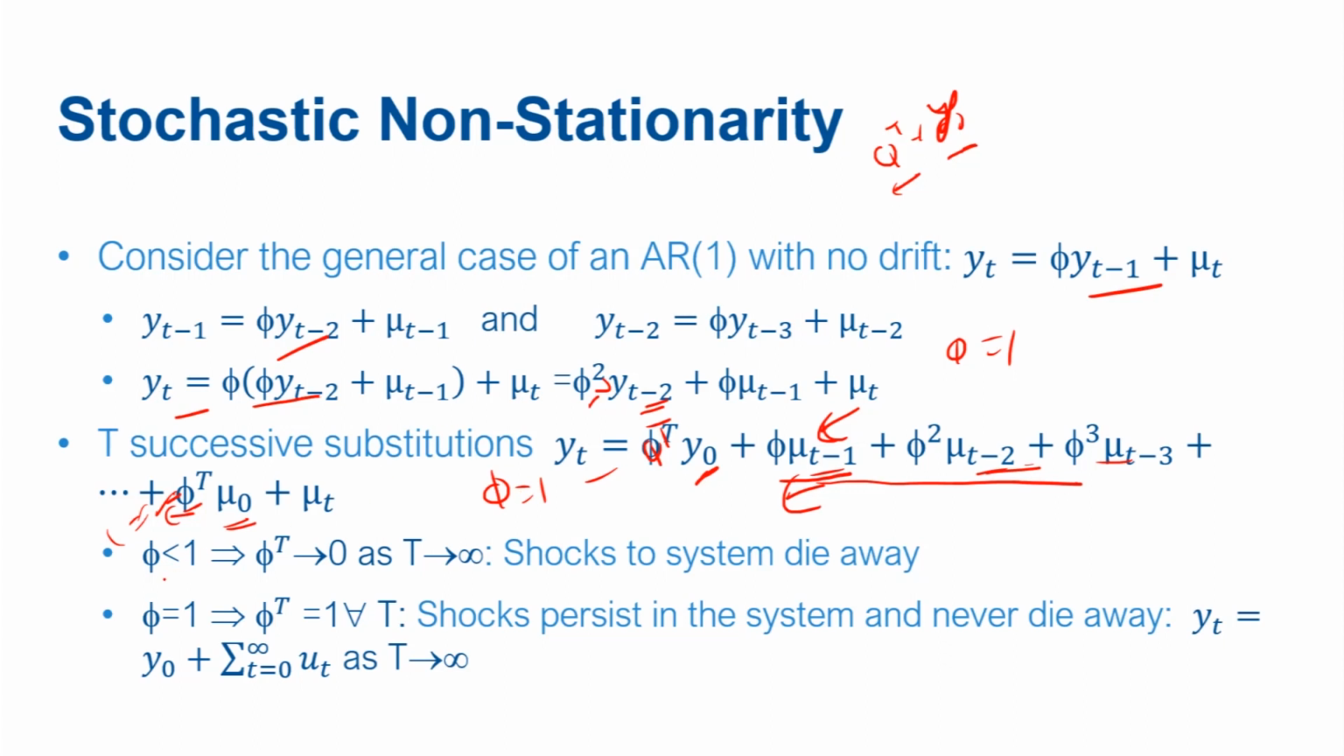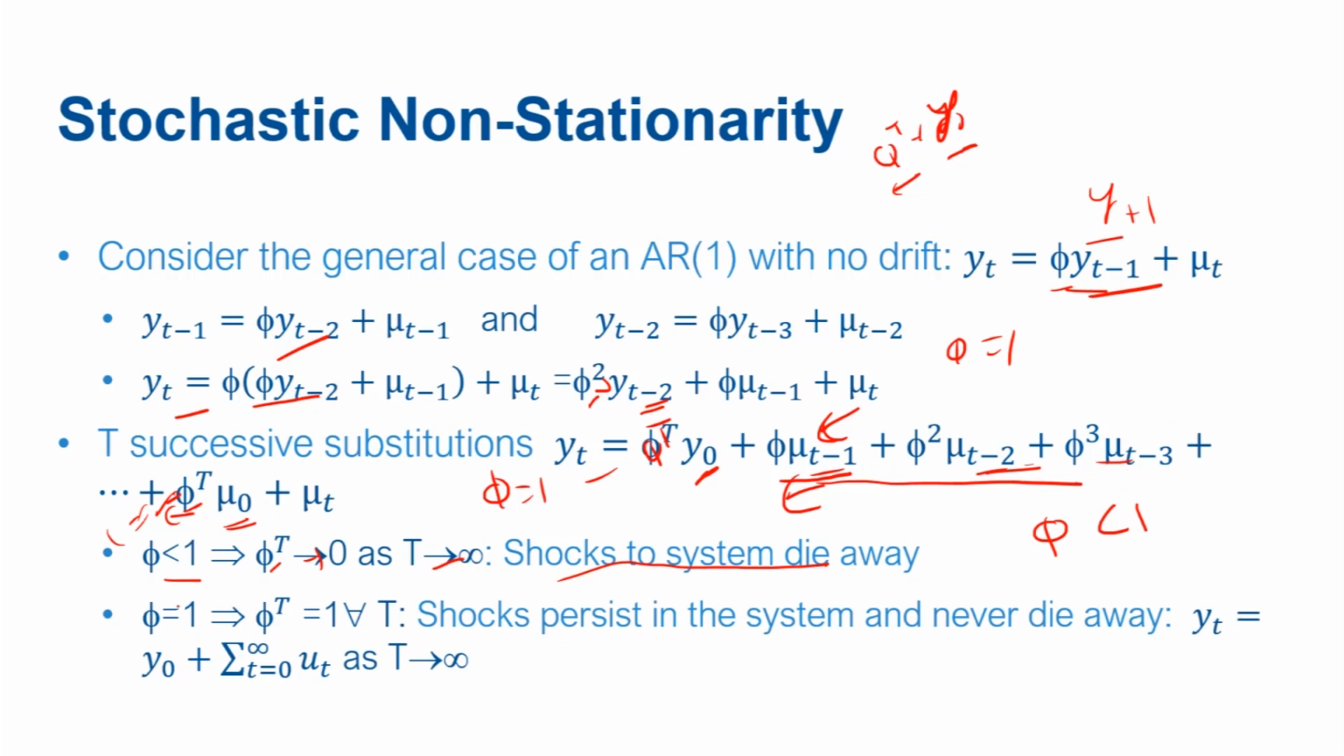Only in the case where phi is less than 1, phi to the power t tends to 0 as t increases, and then only do the shocks to the system die away. So a desirable property is that these coefficients on mu t should be less than 1. In this AR1 process, phi is the autocorrelation coefficient for the first order process, that is y t minus 1. It should be less than 1.